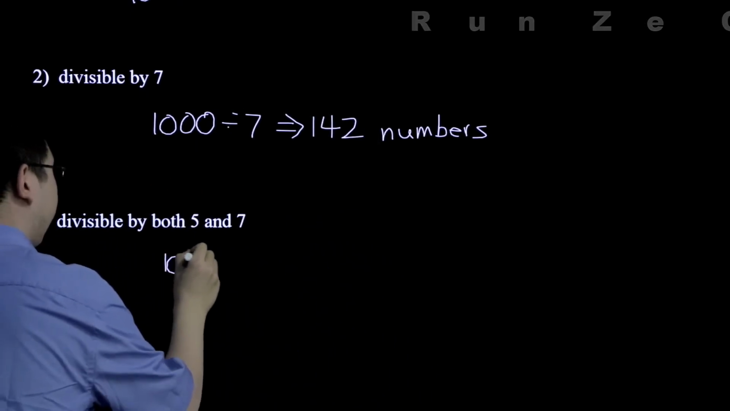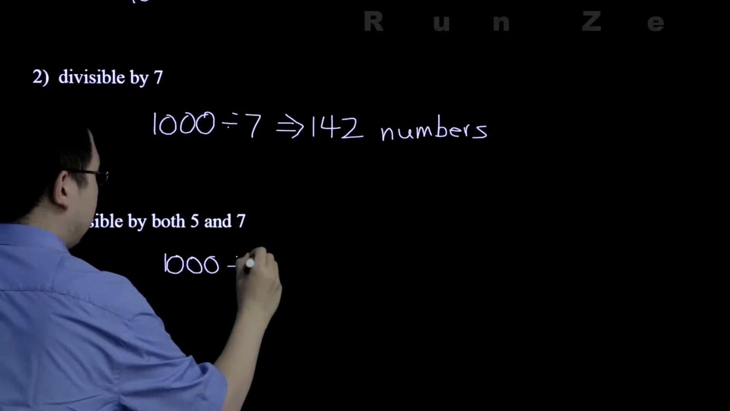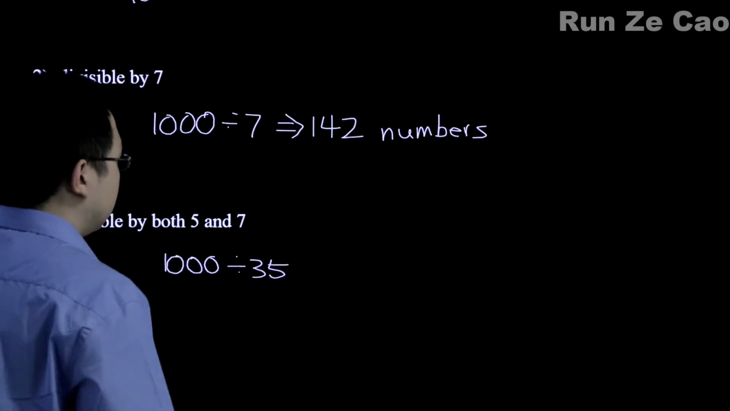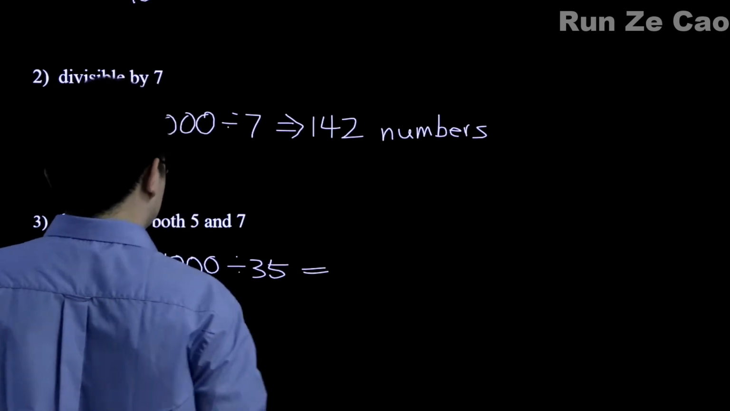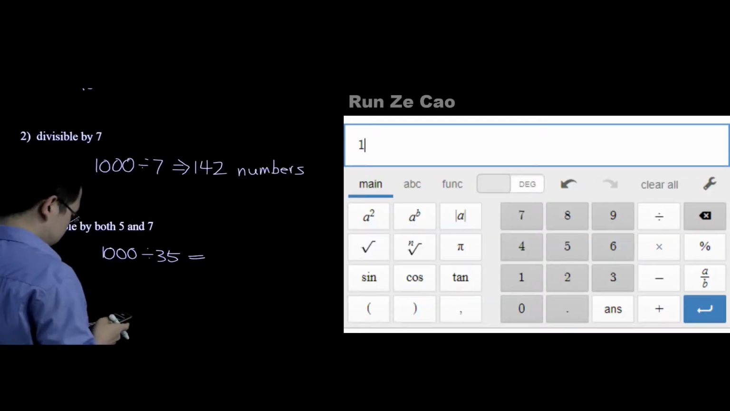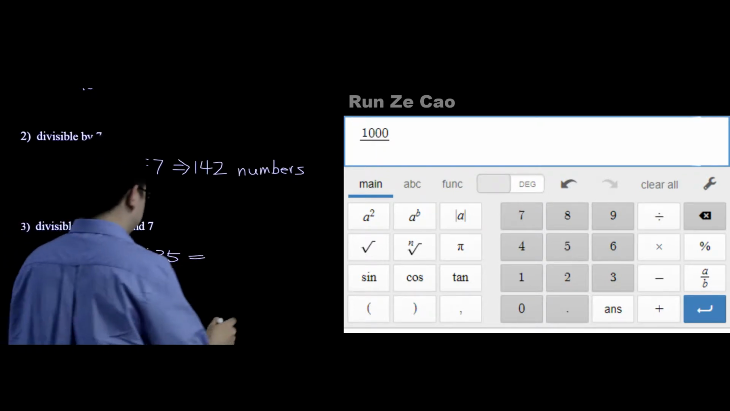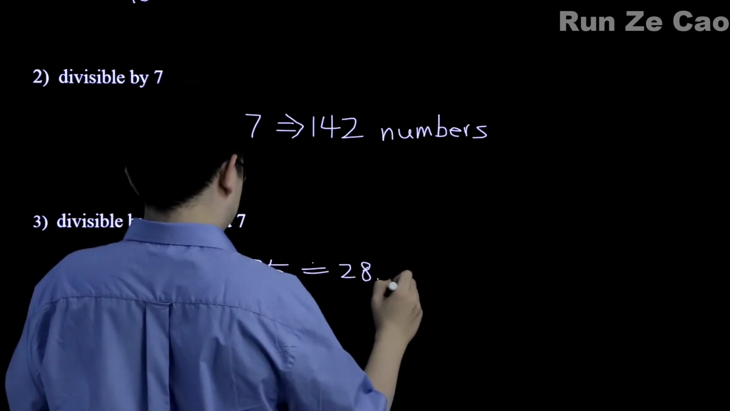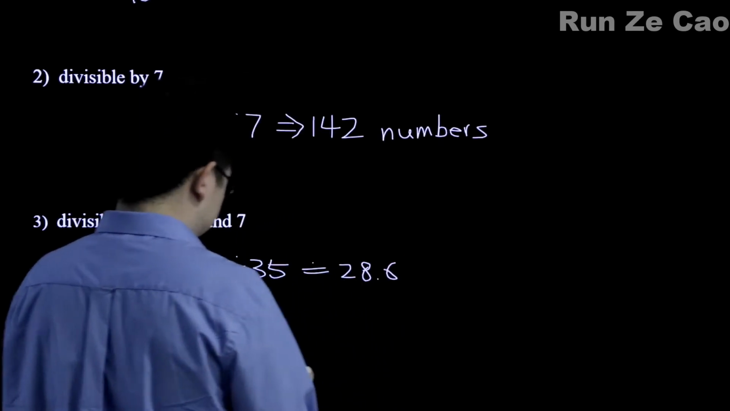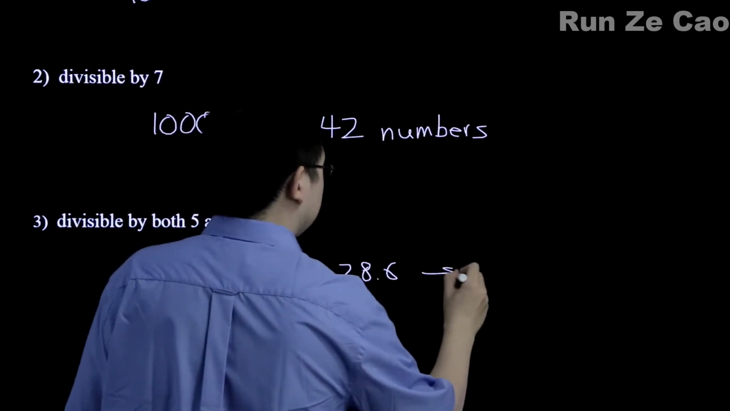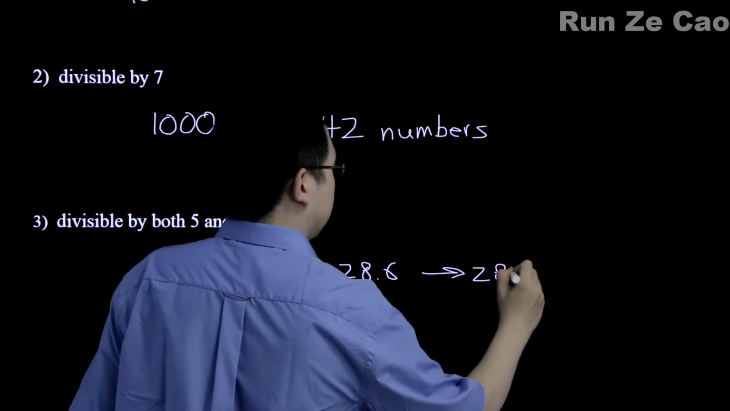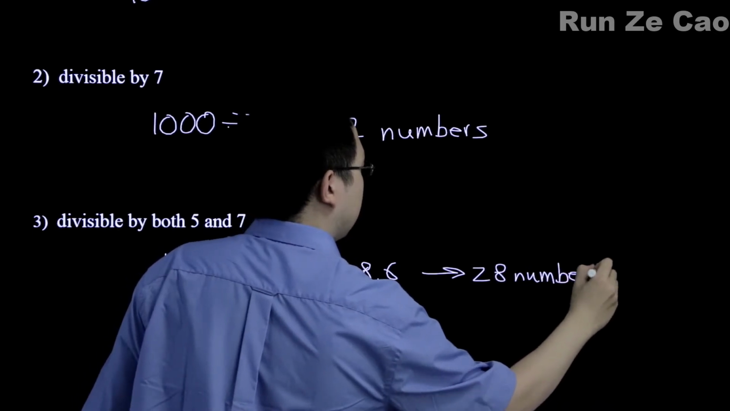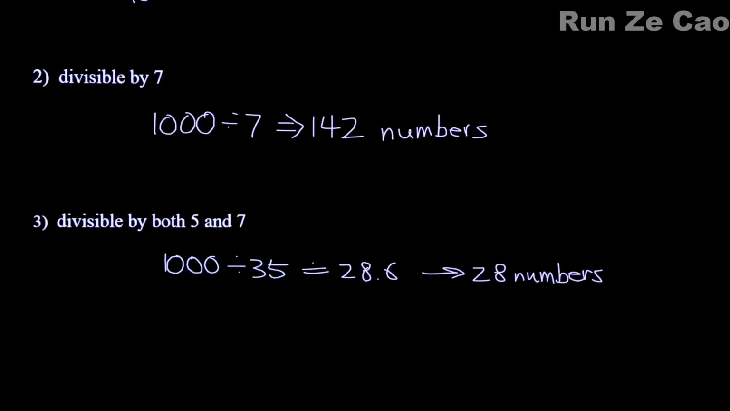So what about both 5 and 7? Well, 1,000 divided by 35, which is the lowest common multiple of 5 and 7, equals approximately 28.6. So this leads to 28 numbers. All right.